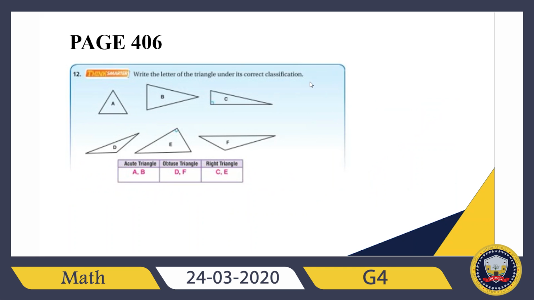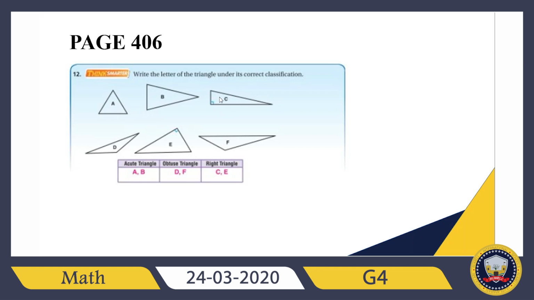Let's check question 12. It says, write the letter of the triangle under its correct classification. So let's check triangle A. If I check 3 angles, I know these 3 angles are acute angles. So if there are 3 acute angles, it is an example of an acute triangle. Good. What about triangle B? If I check 3 angles, I can see again 3 of them are acute angles. So it means triangle B is an example of an acute triangle.